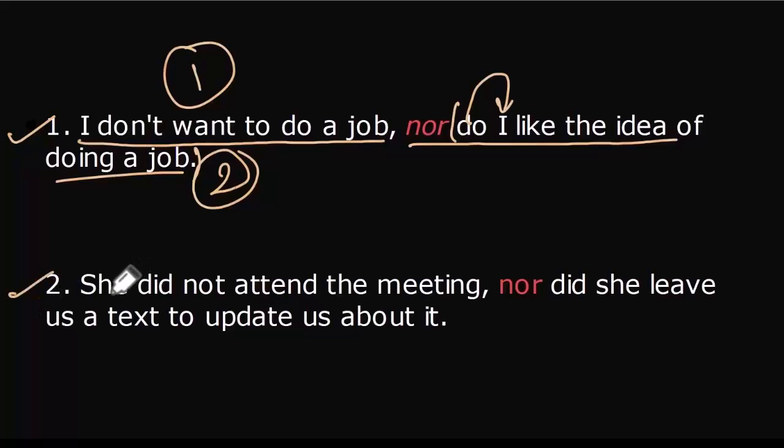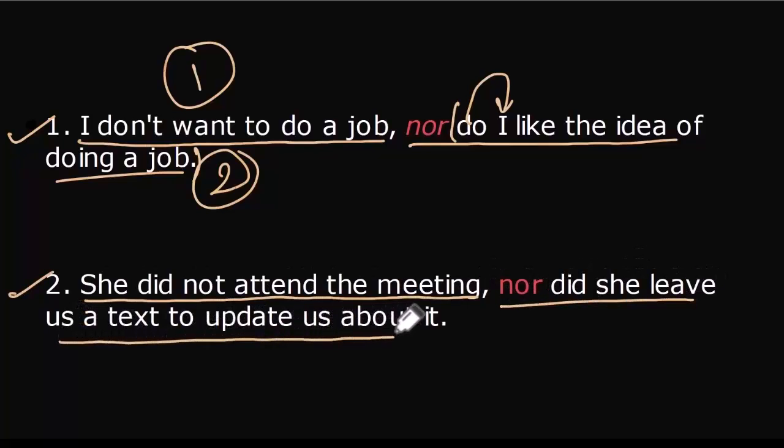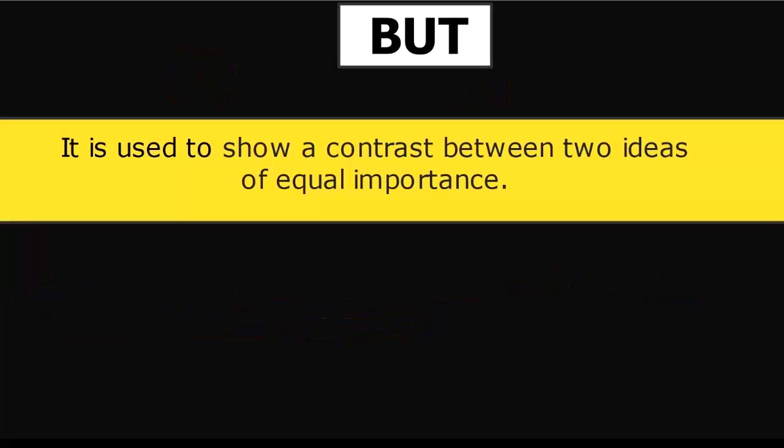Second example: she didn't attend the meeting, nor did she leave us a text to update us about it. First, negative information. Second, nor did she leave us a text to update us about the same. If you say she did not attend the meeting, nor she did leave us a text to update us about the same, that would be incorrect. Don't say that. The second clause has to use inversion. That's how we use nor to form a compound sentence.